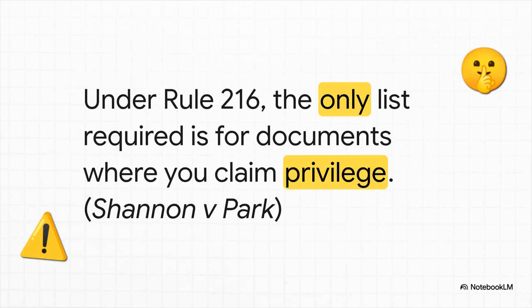Now listen up, because this is a huge difference and a total classic exam trap. Remember how under Rule 214 you have to list everything? Well, under Rule 216, when you're disclosing by inspection, the court in Shannon v. Park clarified that the only list you have to provide is for the documents you are claiming privilege over. That is a massive distinction you need to remember.